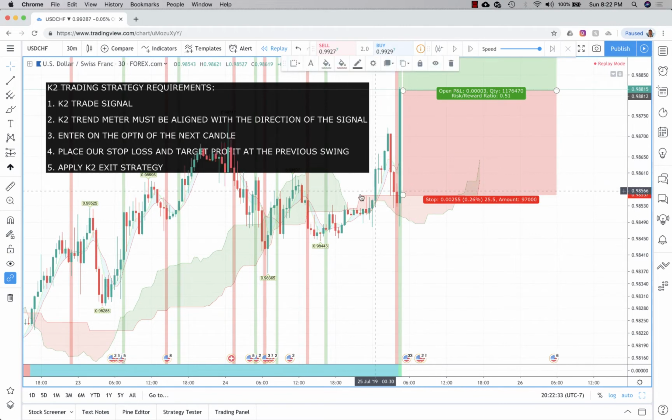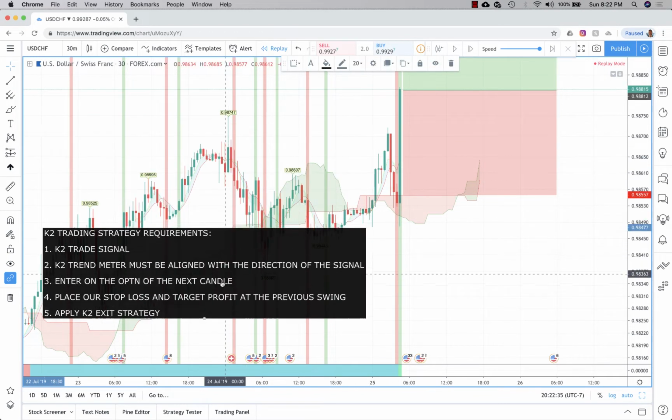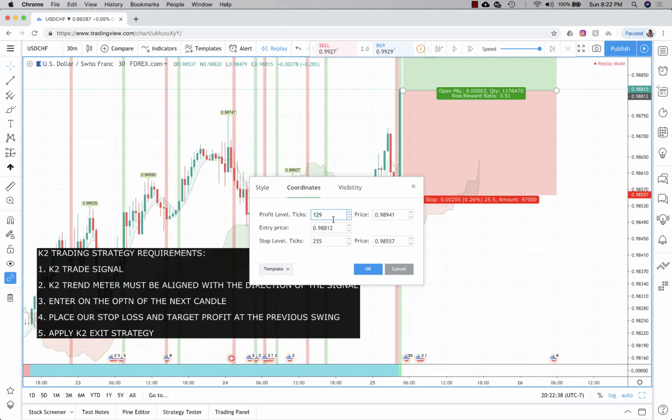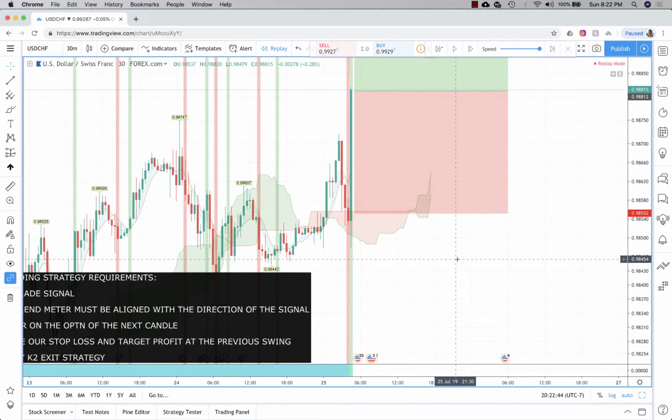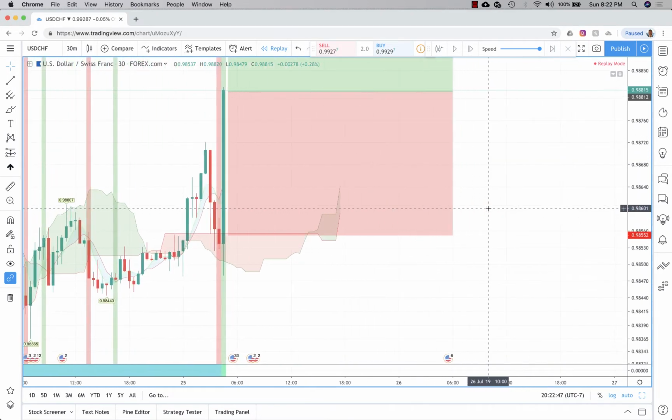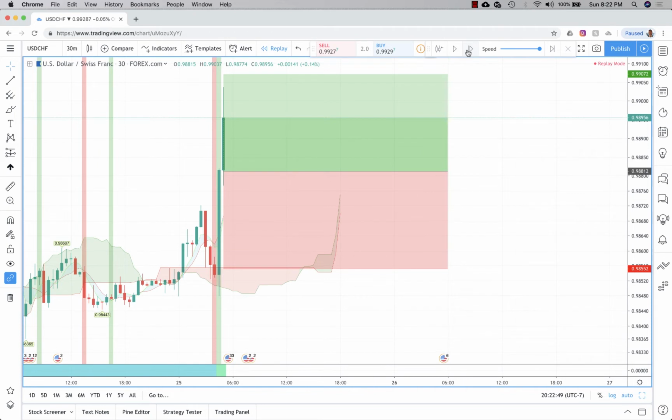So it's 25.5. I'm gonna round that up to 26 pips, and then our profit target will be 26 pips as well, because we do a 1-to-1 risk to reward ratio. All right, so let's let this play out and see.